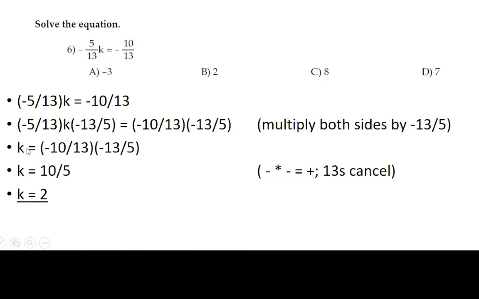On the left, that just leaves us with k. On the right, we want to calculate negative 10/13 times negative 13/5. Negative times negative is positive, and the 13 on the bottom cancels with the 13 on the top, leaving us with 10/5. It's positive again because we have negative times negative. Those cancel each other out and become positive. The 13s went away, leaving us with a 10 on top and a 5 on the bottom. Finally, 10 divided by 5 is 2. So k equals positive 2.